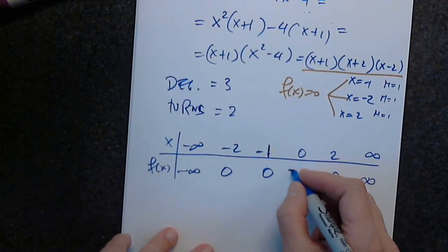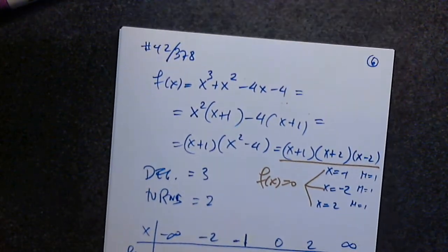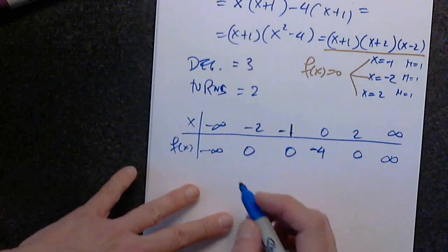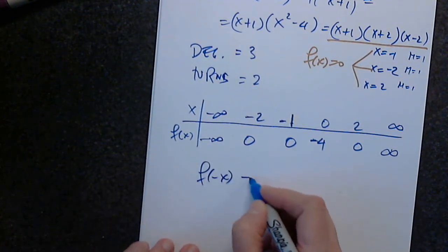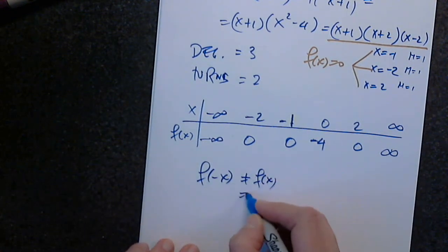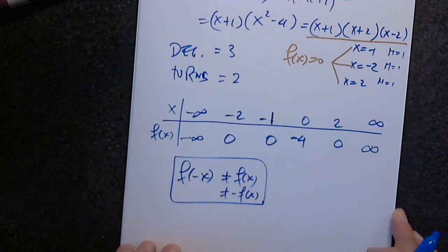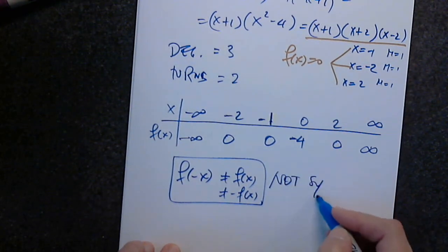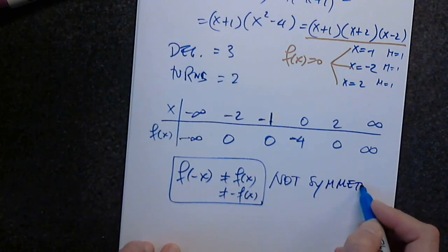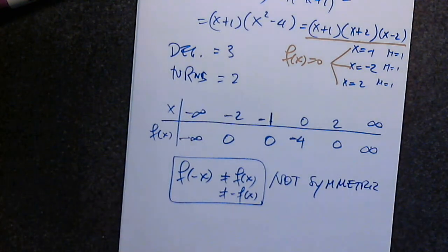Negative 4. The function cannot be symmetric, but I have to write that f of negative x does not equal f of x, and it does not equal negative f of x. Not symmetric. That's it. We're done. Let's graph it.